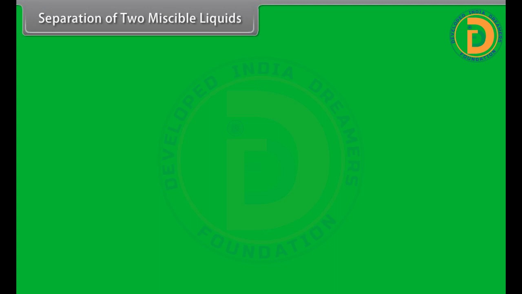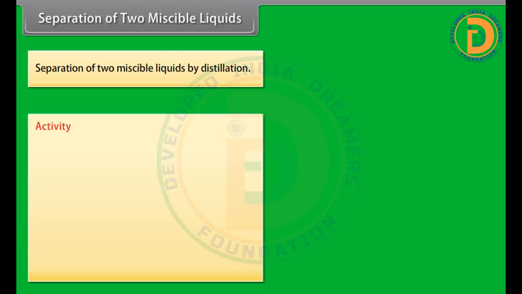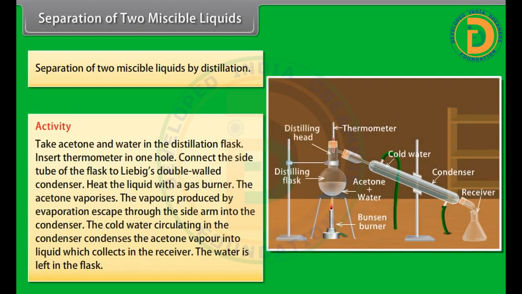Separation of two miscible liquids. Separation of two miscible liquids by distillation. Activity. Take acetone and water in the distillation flask. Insert thermometer in one hole. Connect the side tube of the flask to Liebig's double-walled condenser.